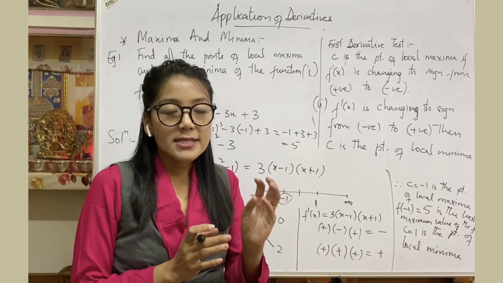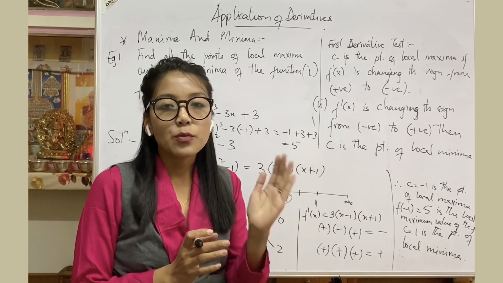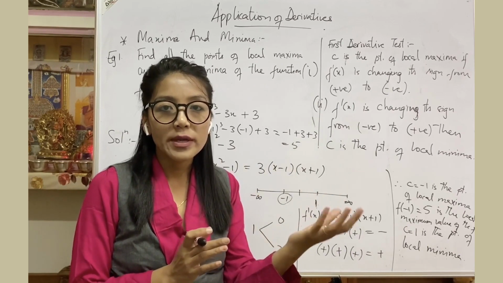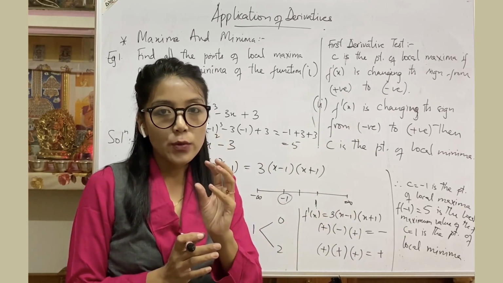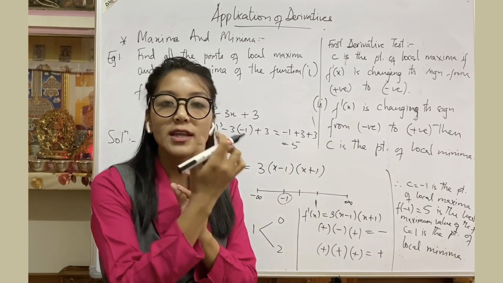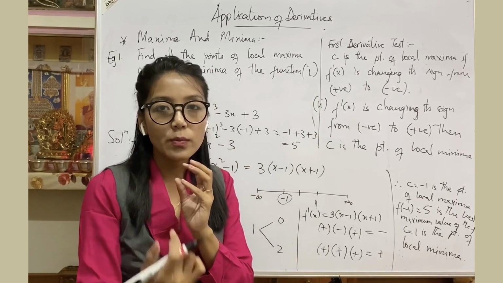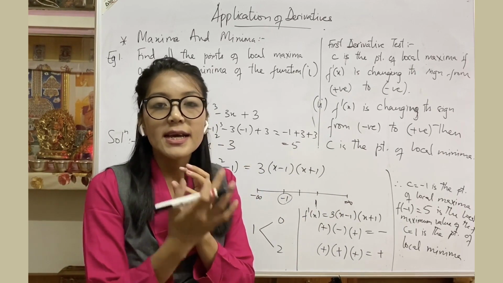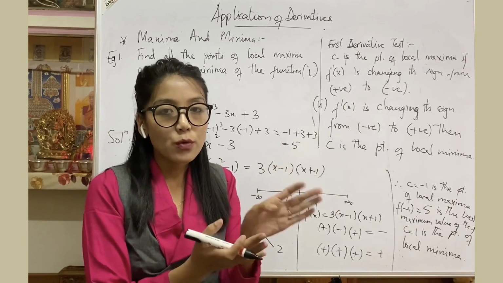Okay, and then to check which critical point is the point of local maxima and which is the point of local minima, you will take that critical point, and you take one point on the left hand side of the critical point and one point on the right hand side of the critical point. Check the sign of f dash x at these points.